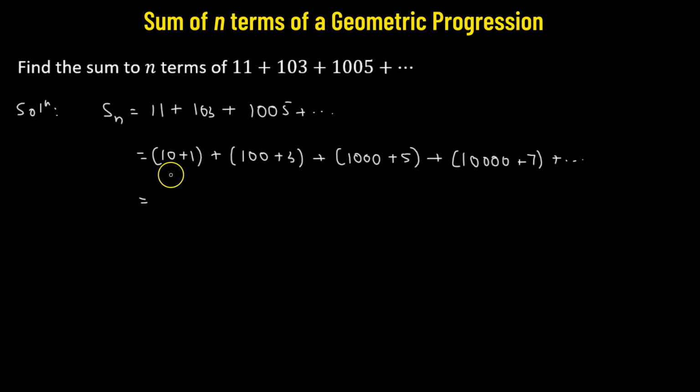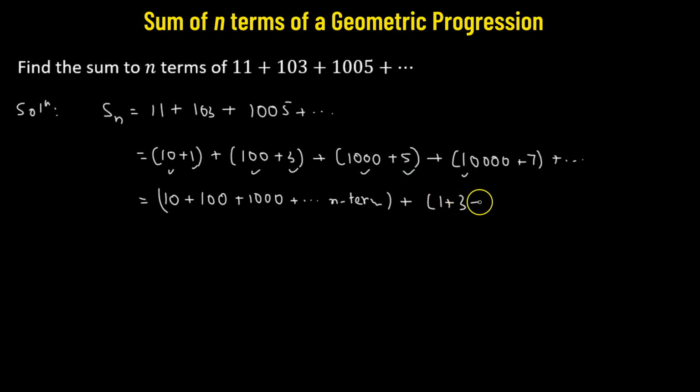Now what we'll do is combine the first term of each of the terms. So that means we have 10 plus 100 plus 1000, and this goes all the way up to n number of terms. Then this will be added to the second term of each of the terms, which is 1 plus 3 plus 5, and this also goes up to n number of terms.